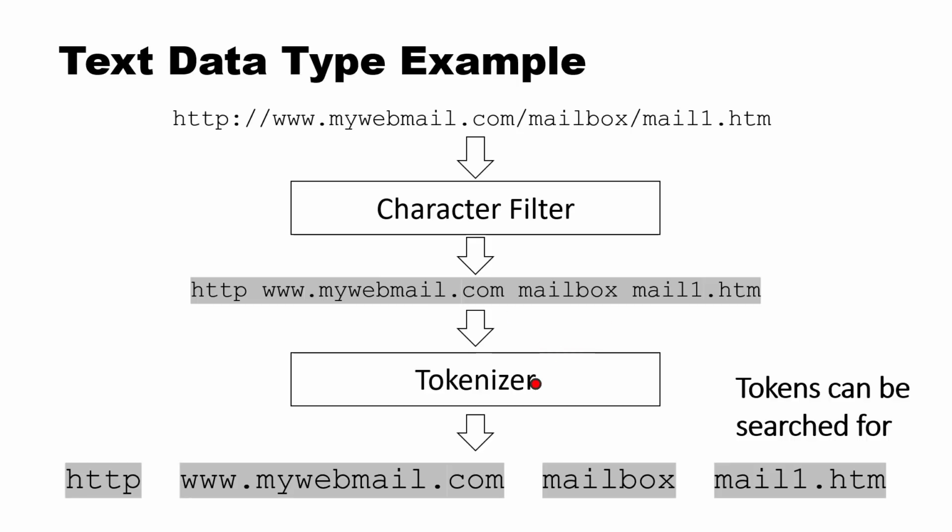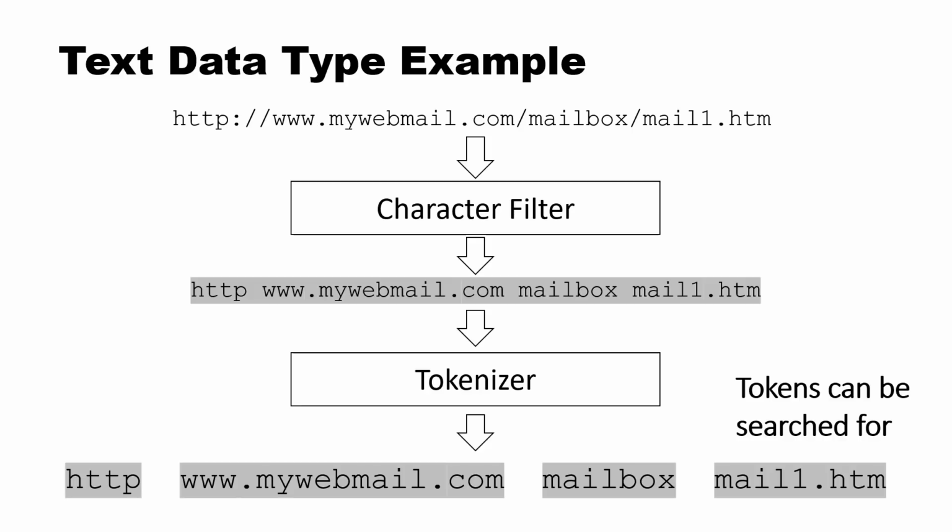And then it throws it through what's called a tokenizer. The tokenizer, by default, will tokenize things and break them up based on white space. So now, what comes out of the tokenizer are 4 different tokens: HTTP, my webmail, and then mailbox, mail1htm. These are the things that you can search for and successfully find this.